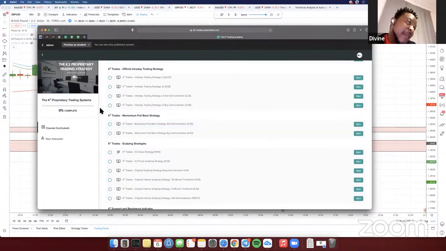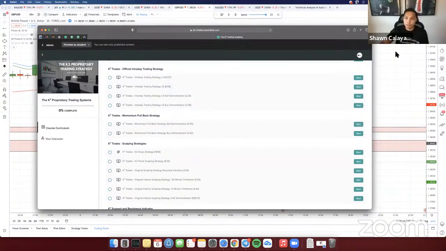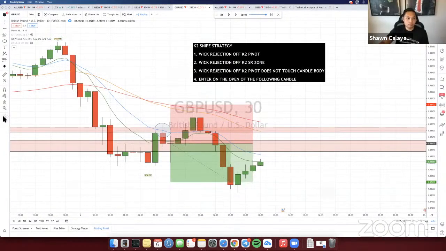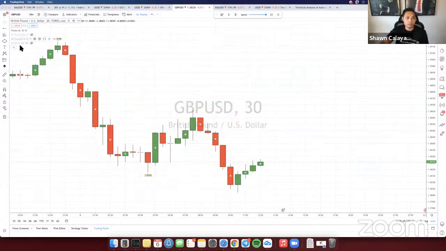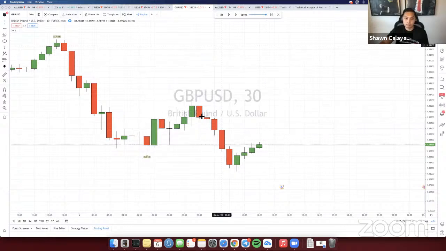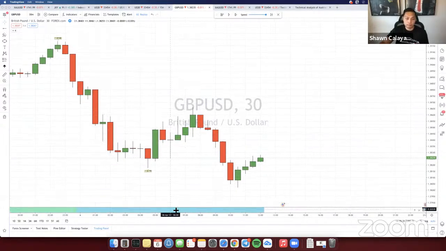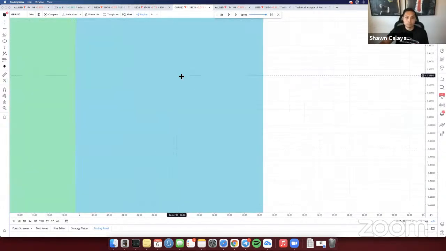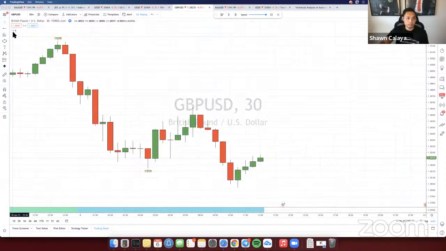If you could just show me like the momentum pullback strategy. Okay. So the momentum pullback strategy, let's go back and delete everything off here. We don't use the pivots for that strategy. We use the trend meter actually. So let me add that to the list here. All right. So let's adjust this. I think we have the default settings.